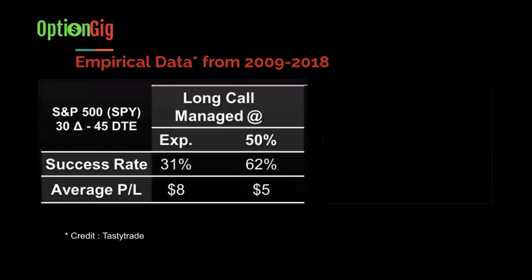And that has been the case. For now, I'm not going to talk about what this 50% means. So let's focus on the case where we buy an option and let it go through the complete expiration period. If you had bought S&P 500 options, 30 delta options, 45 days away from expiration, your success rate would have been 30% and your average profit would have been $8.